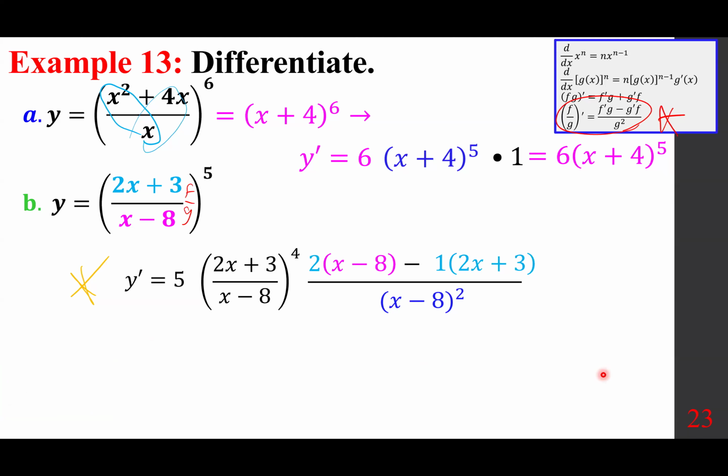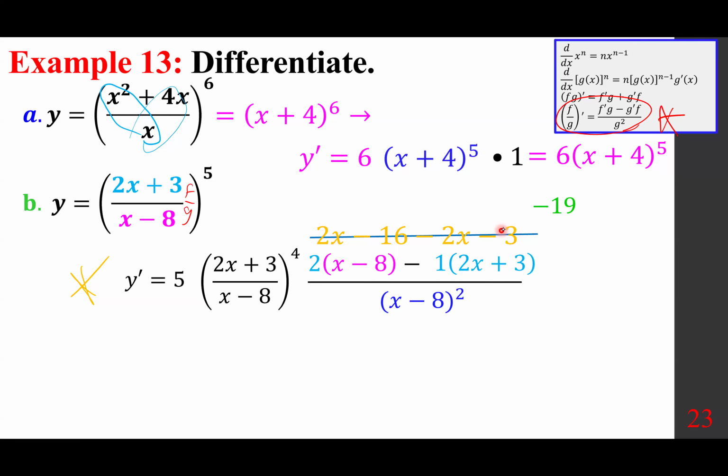So we are going to simplify this last fraction, 2x minus 16 minus 2x minus 3. These two cancel each other, these two add up to negative 19. If you see the final answer in the last step, that's fine. If not, you can do it in 2 steps.